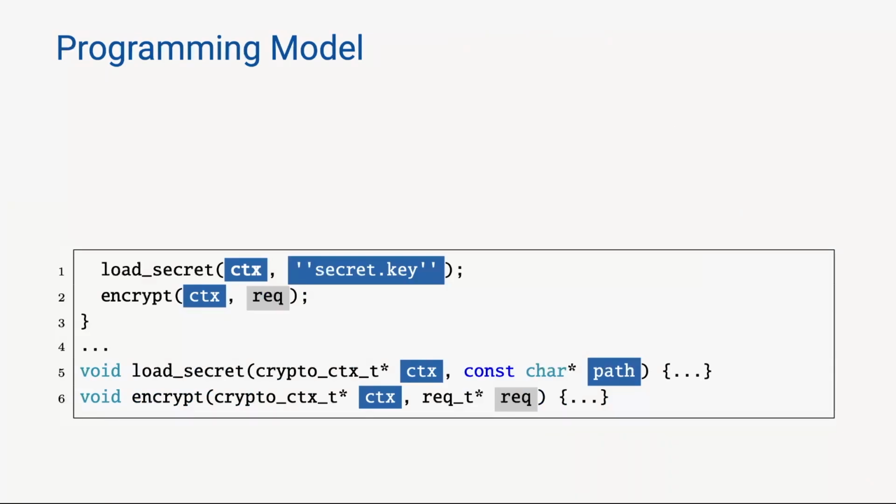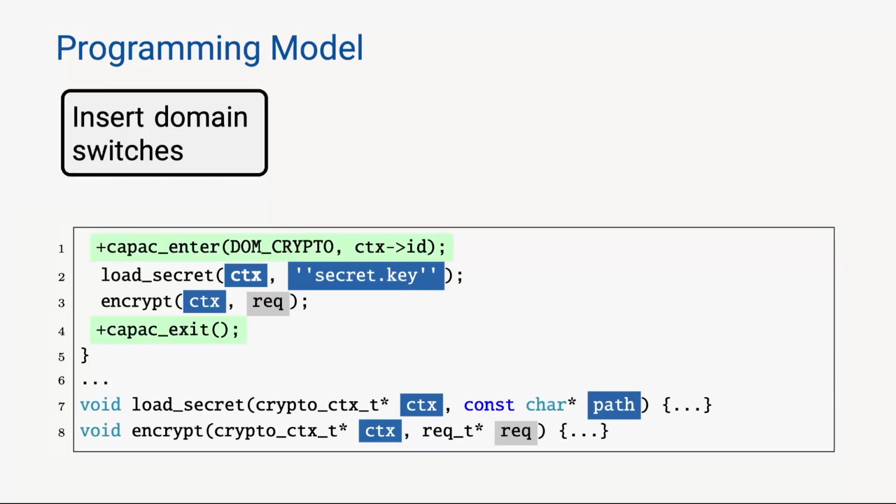To demonstrate Capacity's workflow and functionalities, we use a simple example. In this example, the sensitive resource to protect is the secret key that is loaded into memory and used by the two functions, load secret and encrypt. So ideally, we want to put the use of the secret key and the in-memory buffer that contains the content in a dedicated domain. First, a domain switch into the domain is inserted to establish the domain boundary.